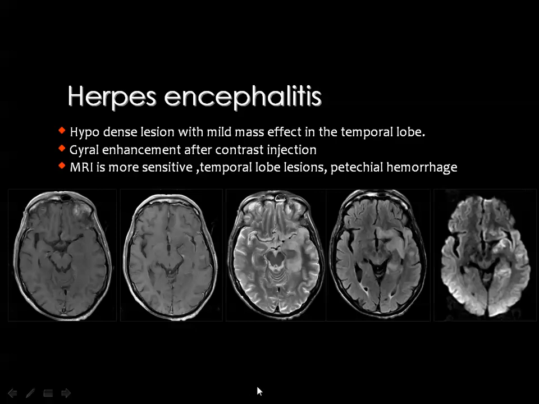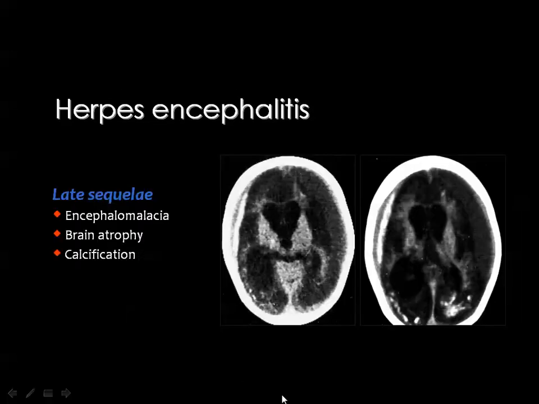And this is also a case of herpes simplex encephalitis affecting the left temporal lobe. There is some swelling by a lesion which is of intermediate signal. It appeared high signal in the T2, high signal in the FLAIR with restricted diffusion. And if you inject the contrast medium, you expect minimal gyral pattern of enhancement.